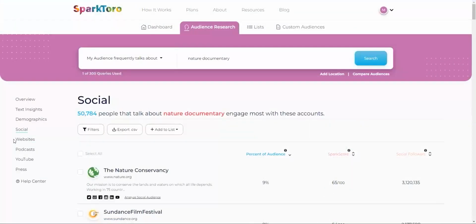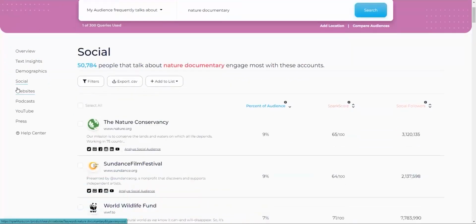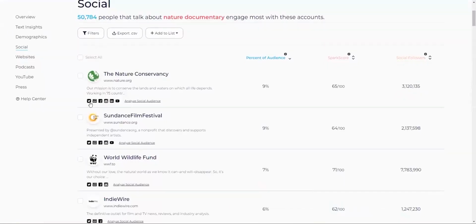Now, this is the interesting bit that will be at the base of your marketing strategy and content strategy: what kind of content you're creating for those people. First, you have social. Social accounts are all the social media accounts that they follow. Underneath each one of those titles, it'll tell you what are the accounts that it crawled. So in the case of the Nature Conservancy, you have Twitter, the website, Facebook, Instagram, LinkedIn, and YouTube.